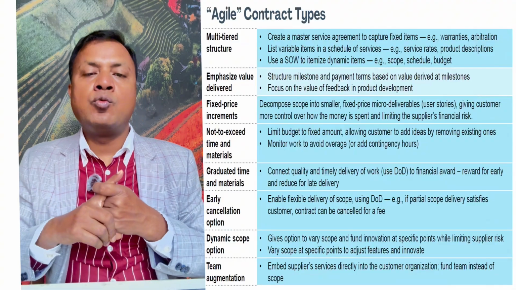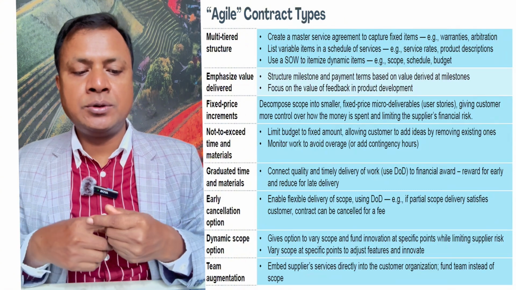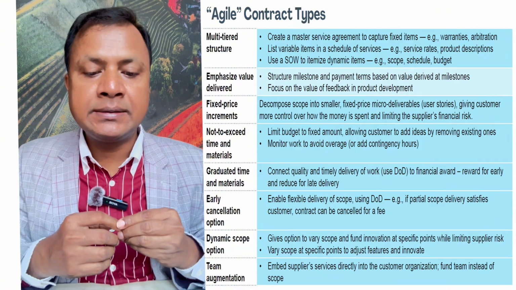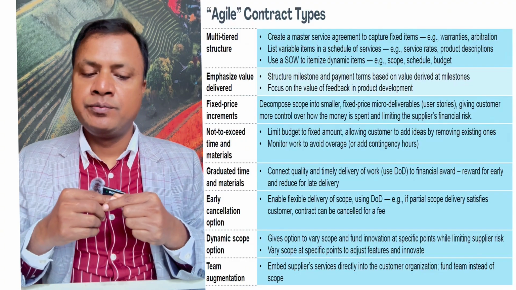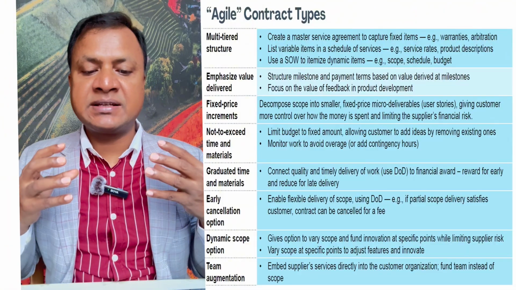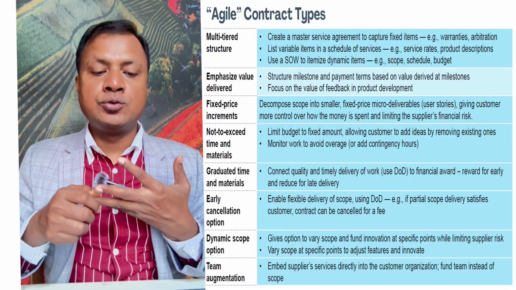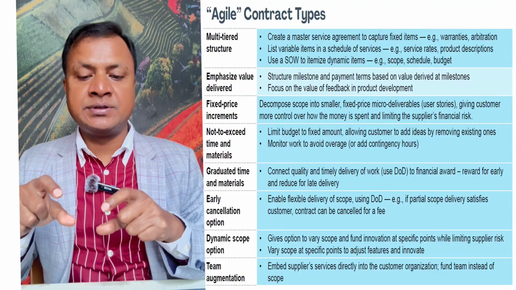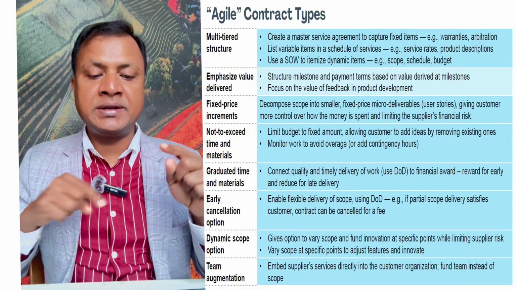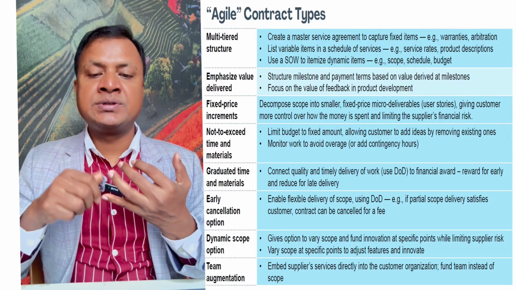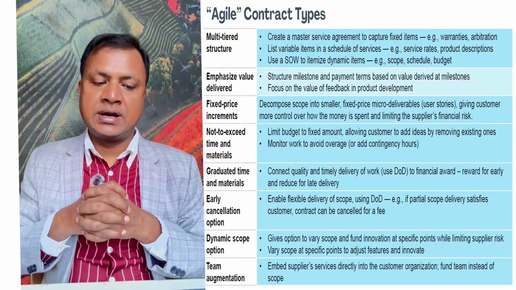Now what will be the contract types in agile? So in agile contracts, we use a multi-tiered structure. In the multi-tiered structure, we create a master service agreement to capture fixed items, that is warranties, arbitration. It also lists variable items in scheduled services, service rate, product descriptions. And we use a statement of work to itemize dynamic items like scope, schedule, budget. So it is a multi-tiered structure contract.